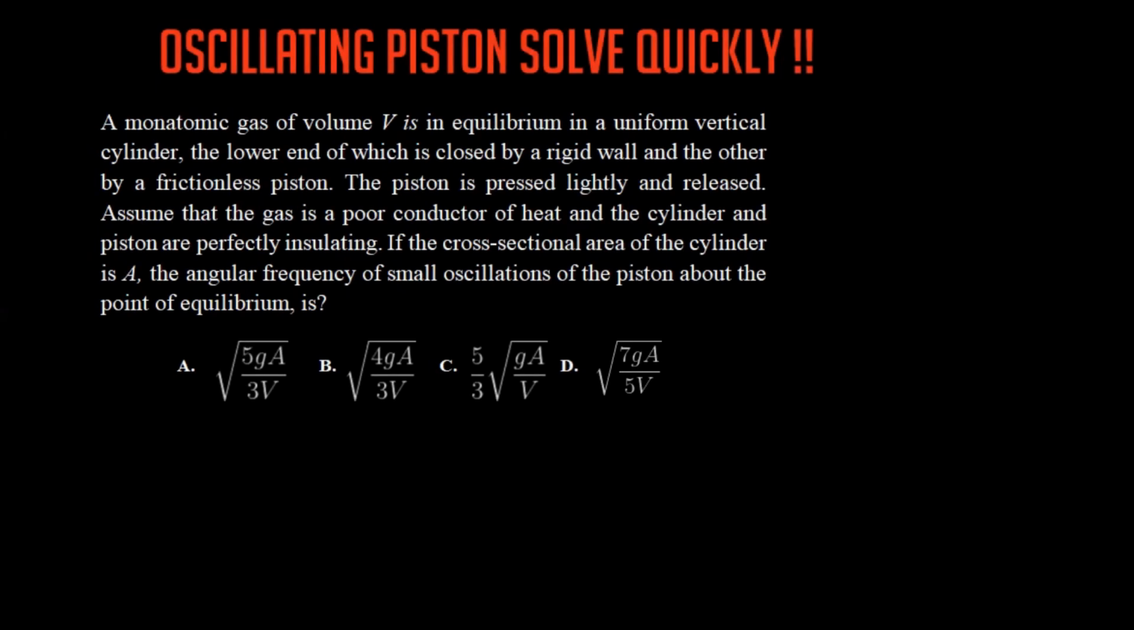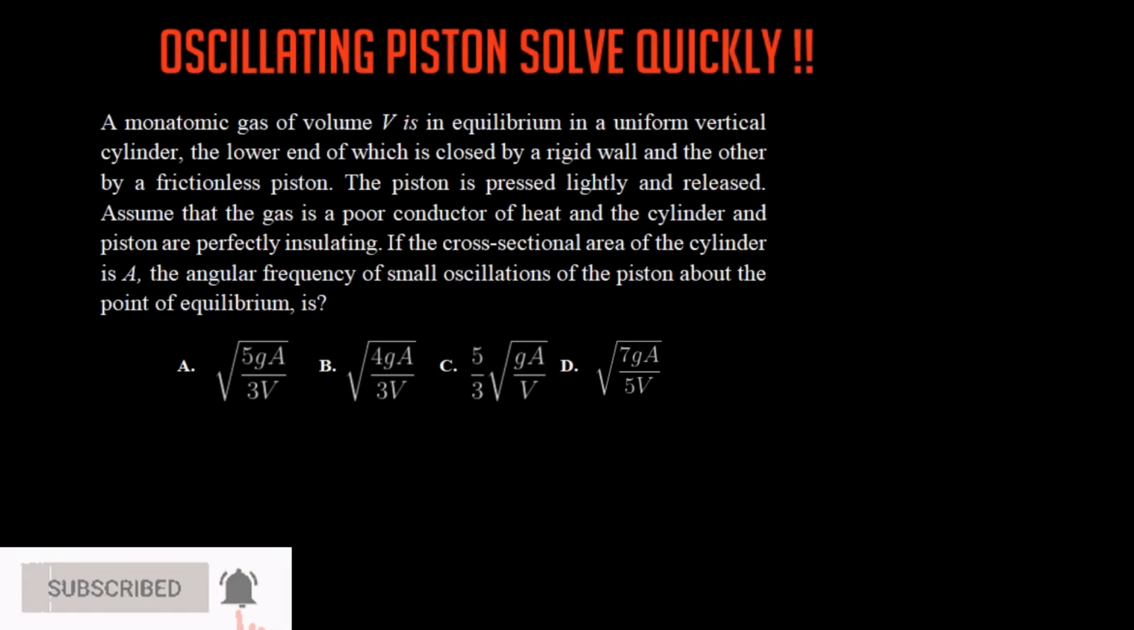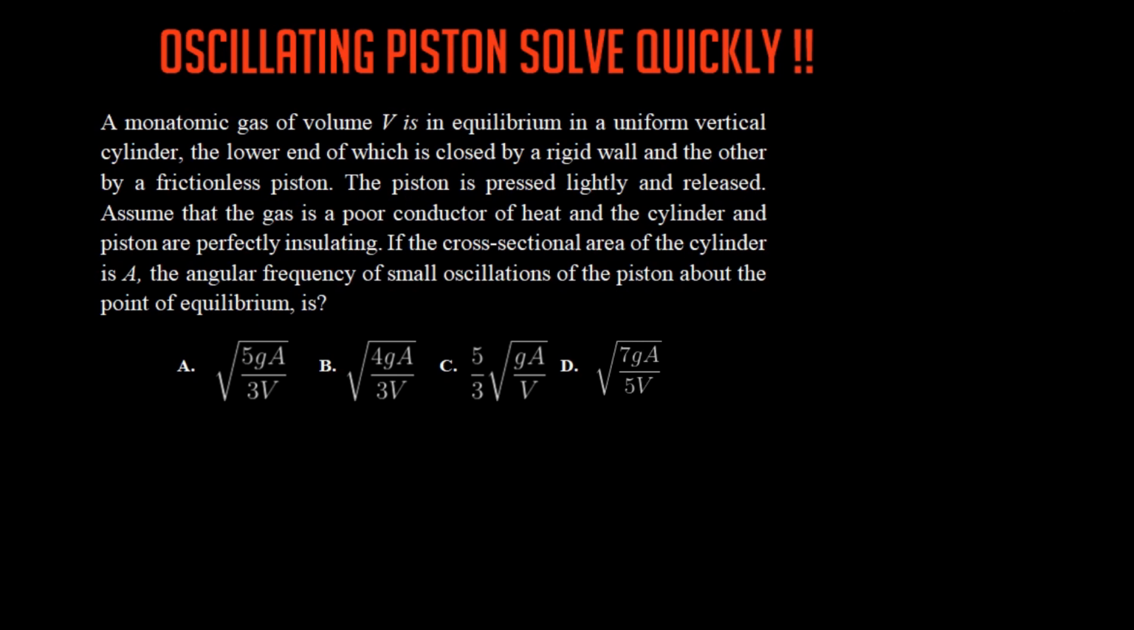So the question is given like this. A monoatomic gas of volume V is in equilibrium in a uniform vertical cylinder, the lower end of which is connected by a rigid wall and the other by a frictionless piston. The piston is pressed lightly and released. Assume that the gas is a poor conductor of heat and the cylinder and piston are perfectly insulating. We have to find the angular frequency for this system.